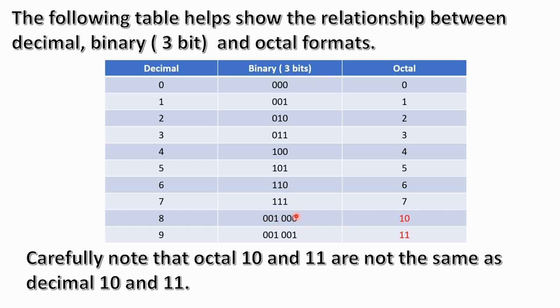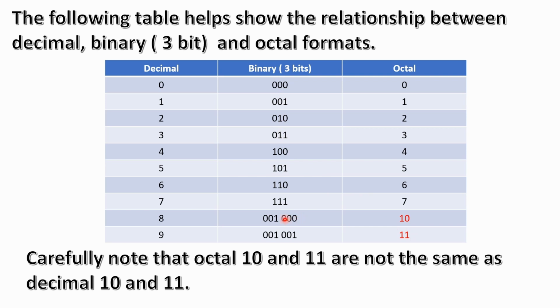And if you look at how these are weighted, if you break those out again, like I said, using your coefficients, bases, and exponents, you'll see that this does work out to the decimal value of 8. And carefully note here, like I said, that octal 10 and octal 11 are not the same as decimal 10 and 11. But yeah, even with 9, you see the decimal value of 9 is equivalent to 1 octal. And you can see how this 3-bit binary works out.